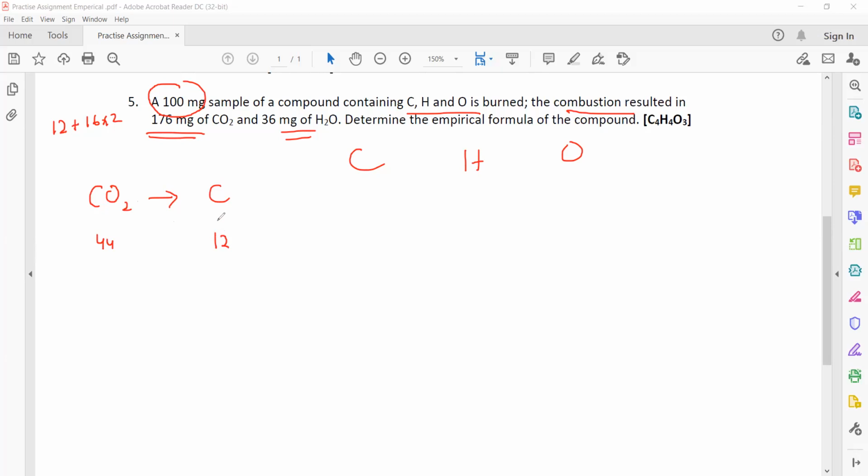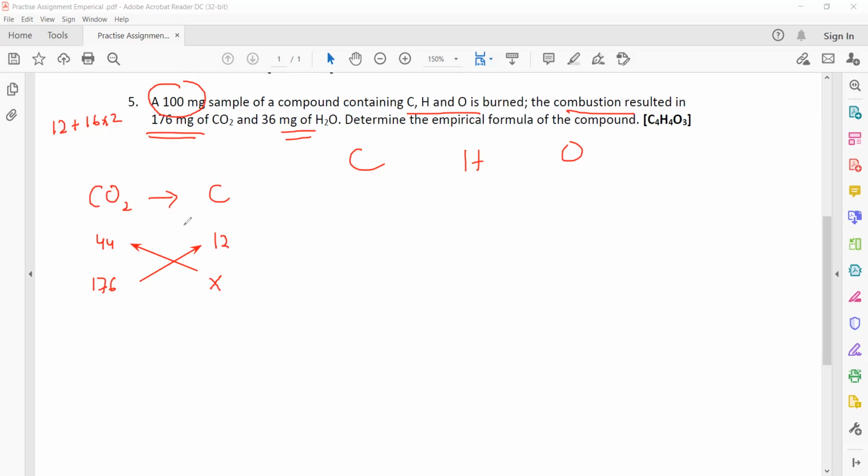Because one molecule of carbon dioxide has a mass of 44 and that contains 12 grams of carbon. So if we have 176 milligrams, then how much carbon will be there? X. So how to get this carbon? We cross multiply, because in one molecule of carbon dioxide there is one carbon atom, or we can say if we have 44 grams of carbon dioxide, it has 12 grams of carbon. So if we have 176 milligrams, then how much carbon will be there?